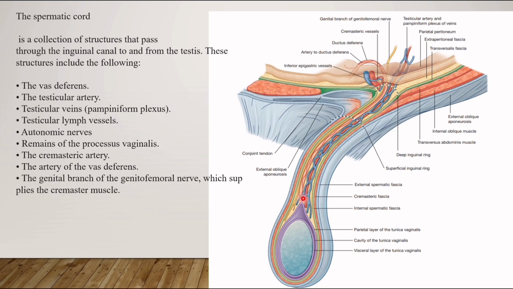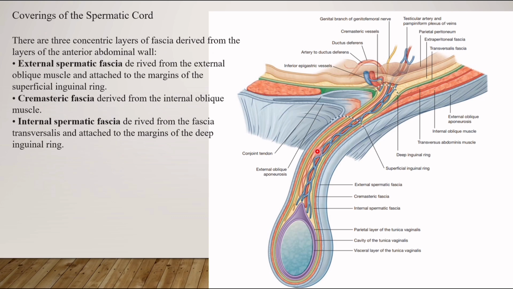and it also has the genital branch of the genitofemoral nerve. It also has the artery to the cremasteric fascia and muscle. Those are the contents. And also we have autonomic nerves, which are not present here, and testicular lymphatic vessels, which are not present on this schematic diagram. So that was the spermatic cord.